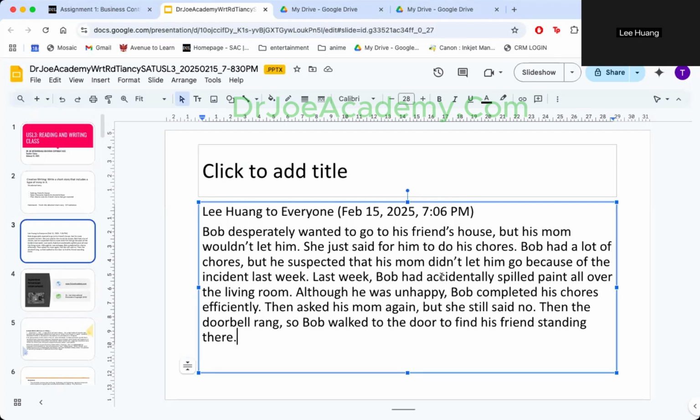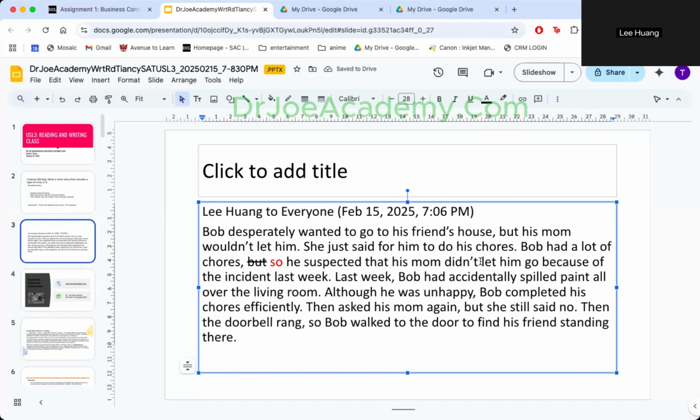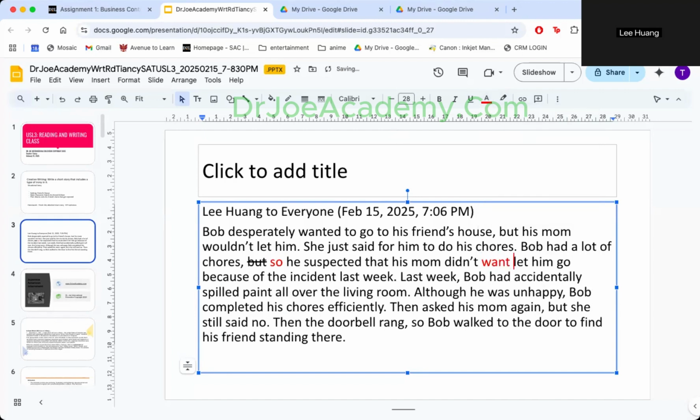Okay. Bob desperately wanted to go to his friend's house, but his mom wouldn't let him. She just said for him to do his chores, but he had a lot of chores, so he suspected that his mom didn't want to let him go because of the incident last week. Last week Bob had accidentally spilled paint all over the living room.